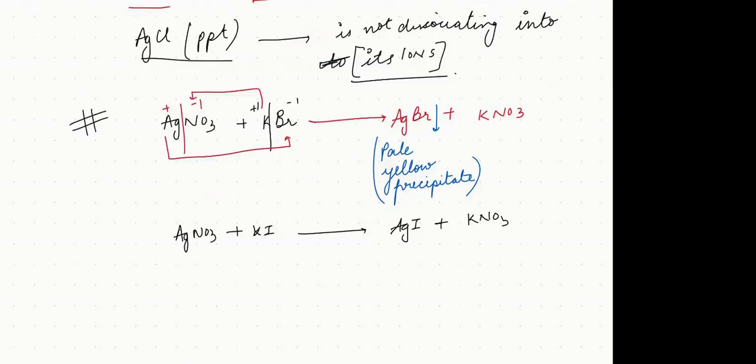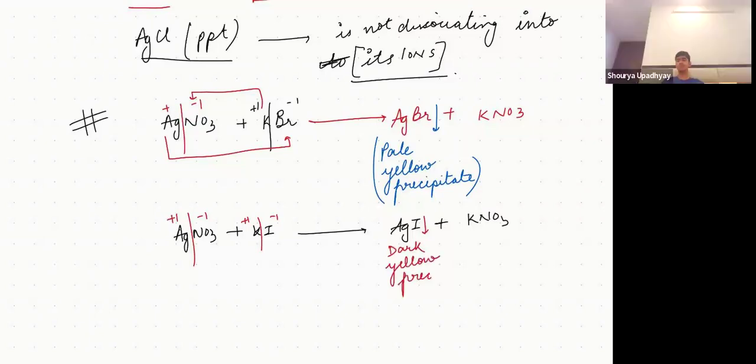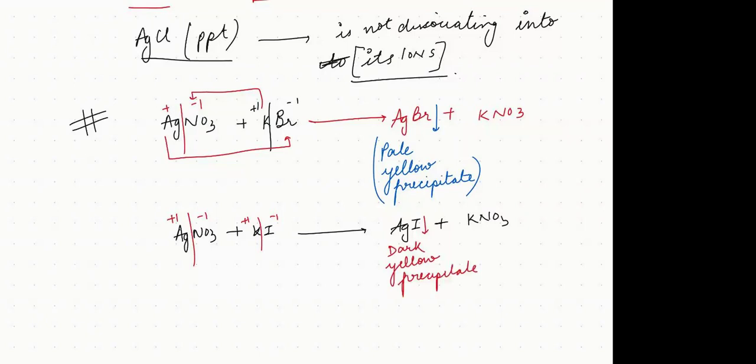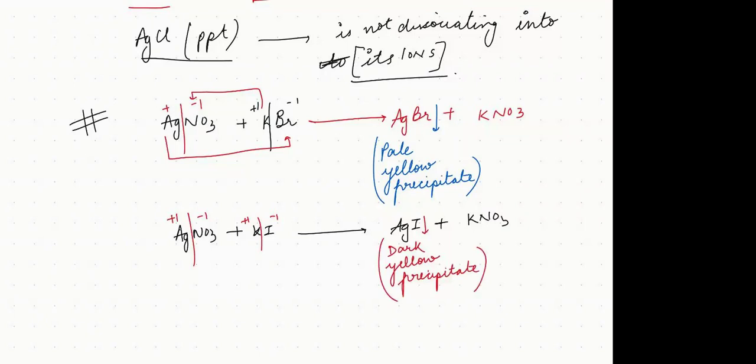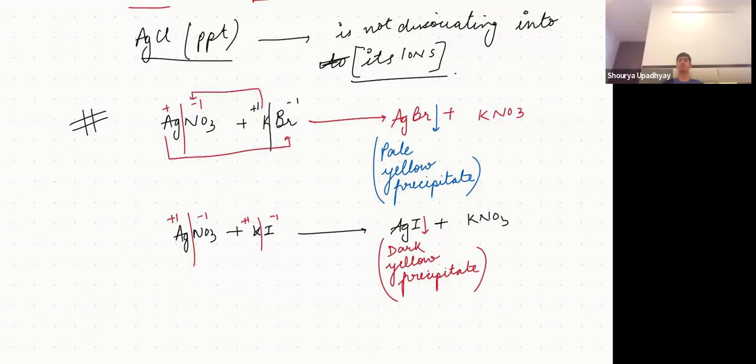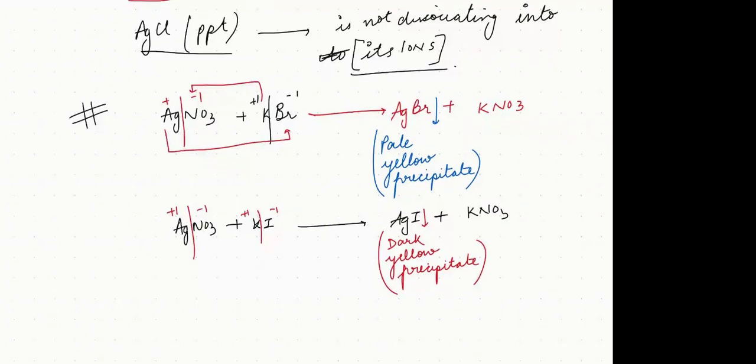So we have Ag plus and NO3 minus, we have K plus and I minus. So AgI is going to form a dark yellow precipitate. Are you understanding? Yes, ma'am. So all of these are double displacement reactions. Ag goes with Br negative, K plus goes with NO3 negative. Ag goes with I negative, K plus goes with NO3 negative. Did you understand my point? Yes, ma'am. Any doubts in this? No, ma'am.